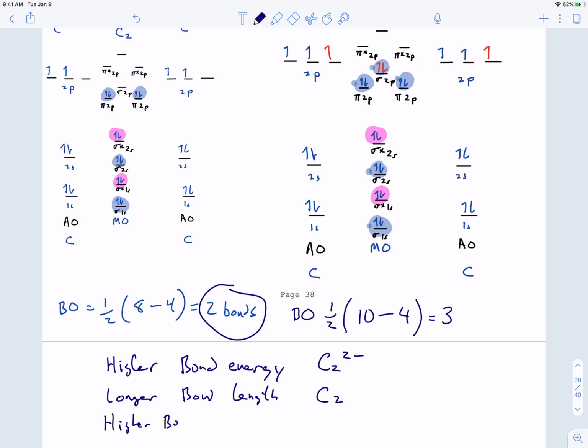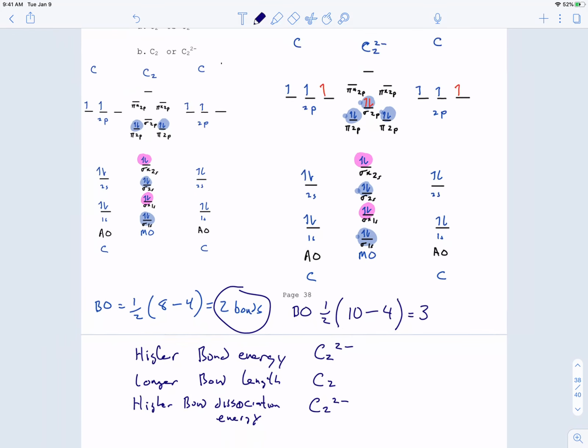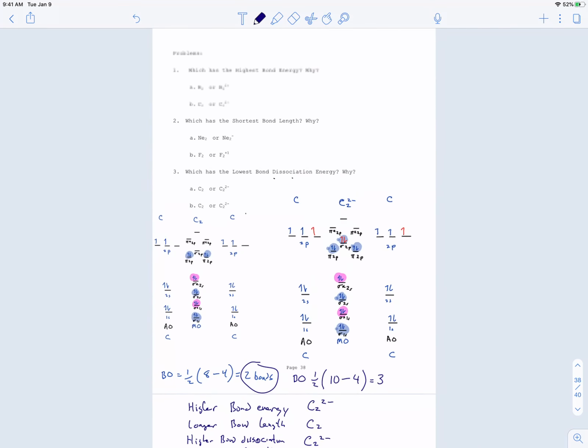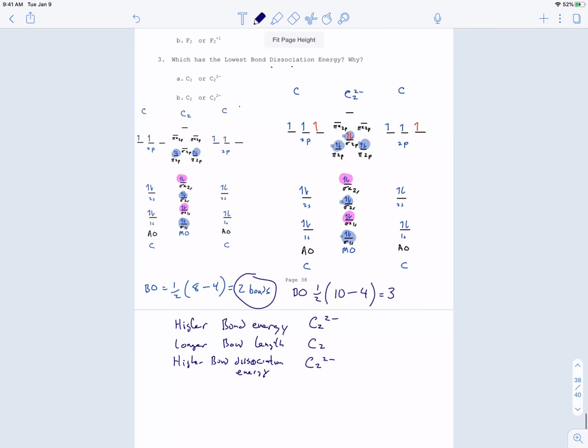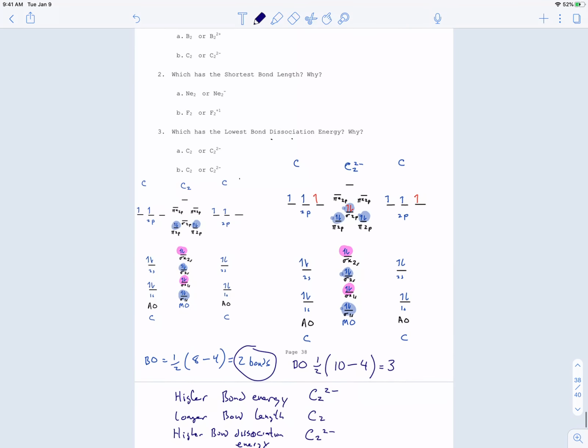Higher bond dissociation energy. The higher one is going to be the stronger. It's going to take more energy to break that. So hopefully you can see how to determine, when you're given 2 different species of the same atoms, who has the higher bond energy, the longer bond length, and the higher bond dissociation energy.